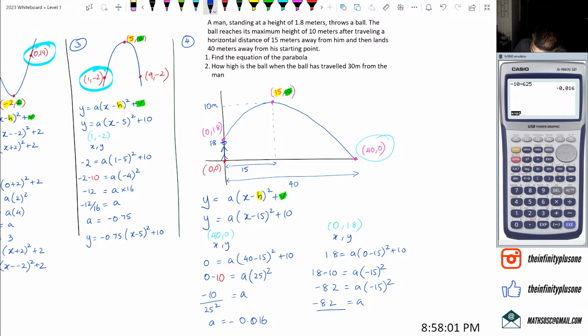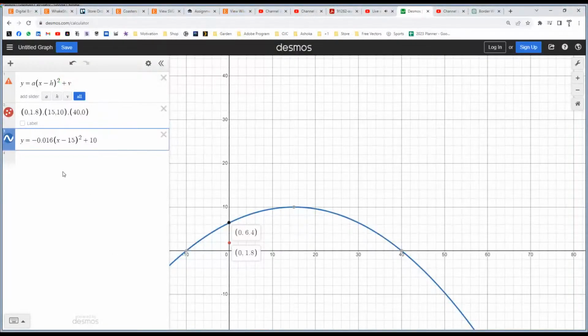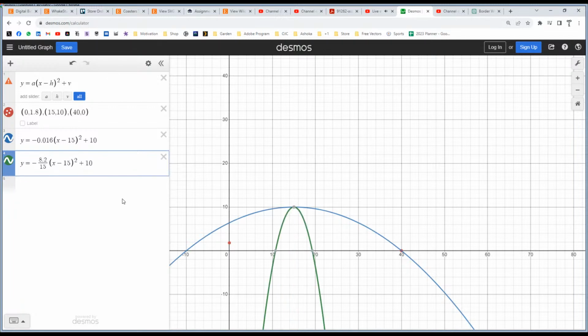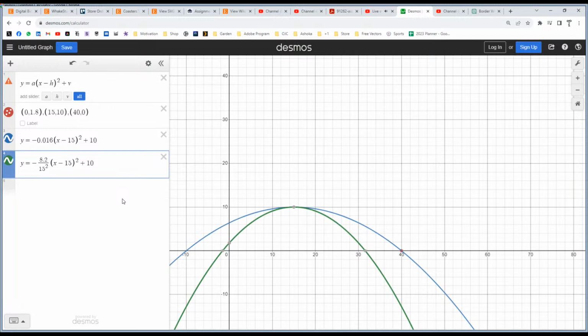Somebody had this before, and I should have picked it up. That was my bad. So as you guys can see, we end up getting two different equations. So I'm going to go back to this, and I'll show you what this other one looks like. Except this is negative 8.2 divided by 15. Yeah, they're two different parabolas.